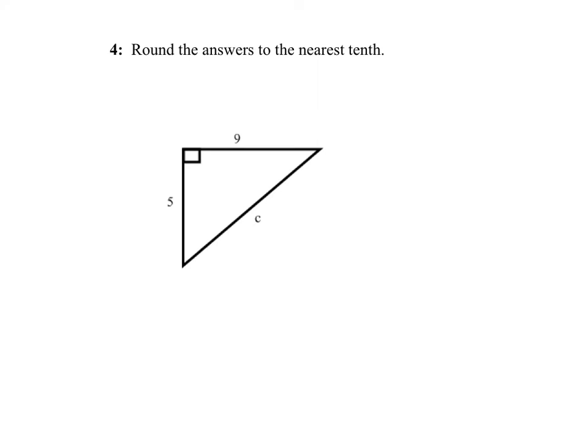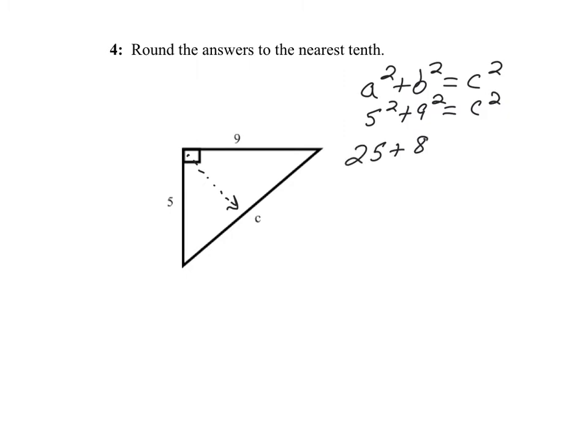Now they want us to round to the nearest tenth. So sometimes we're going to leave it as the square root, sometimes we're going to round it to a decimal place. Nearest tenth is the first decimal place. So again, we are looking for the hypotenuse. So I go a squared plus b squared equals c squared. So I'm going to go 5 squared plus 9 squared equals c squared. 5 squared is 25. 9 times 9 is 81. And when I add those together, I get 106.